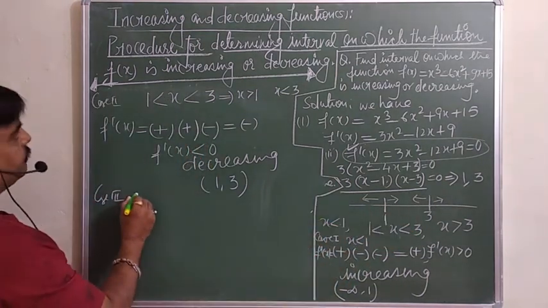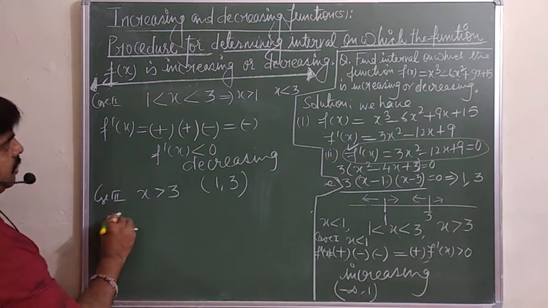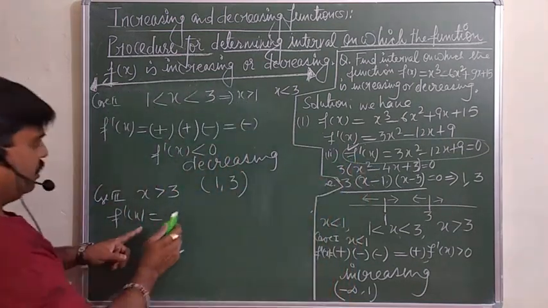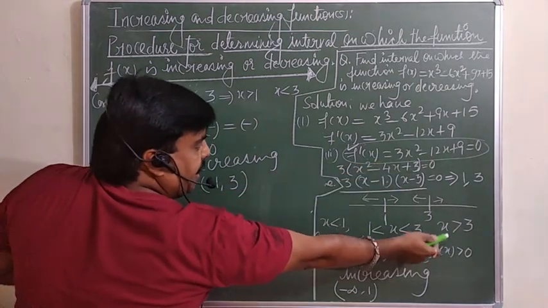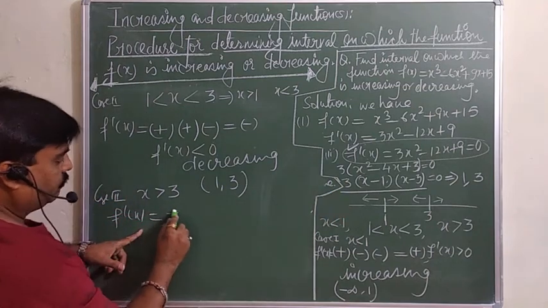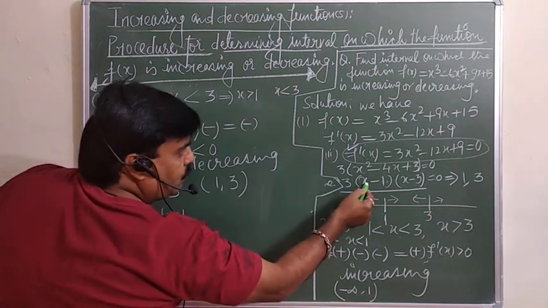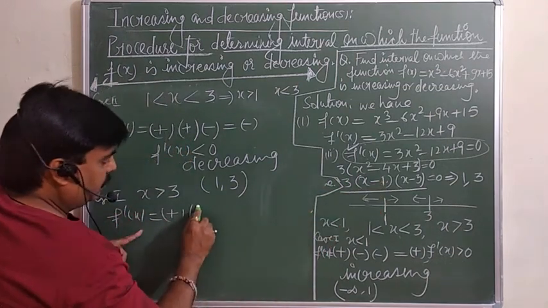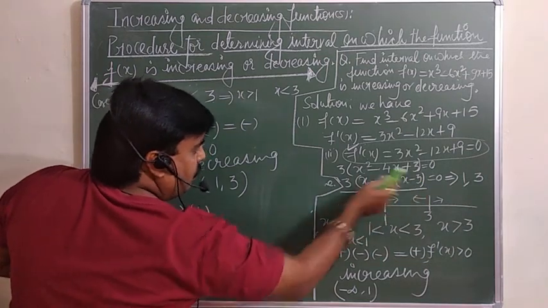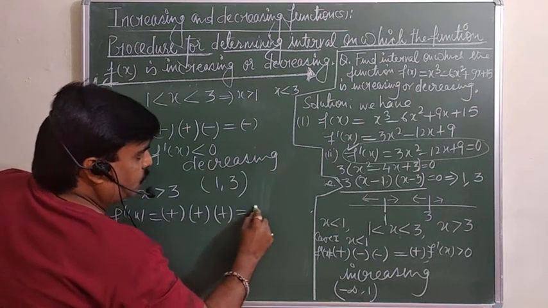Now similarly you will take the third case. X is greater than 3. It means f dash x will be equal to, you are supposed to put the value here. X is greater than 3 means you can put any number. Suppose I put 4. 3 will be positive. 4 minus 1 is 3, positive. 4 minus 3 is 1, that is also positive. So here also you are getting positive.